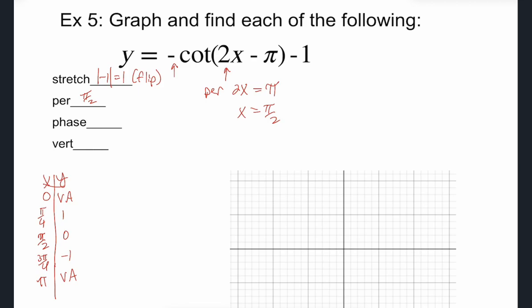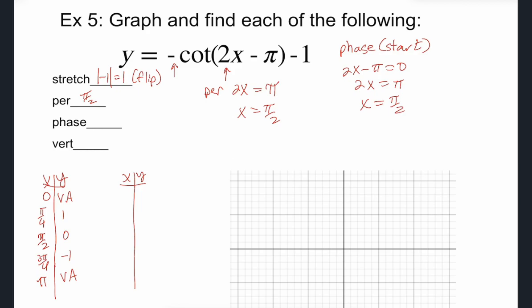Our phase shift, we're going to do the starting place for our phase shift. So you're going to set your parentheses equal to 0. Now that's the starting place on our graph paper. So that's really going to help us. We're going to add a pi to both sides and divide by 2. So we know right now that our new x value is pi over 2.